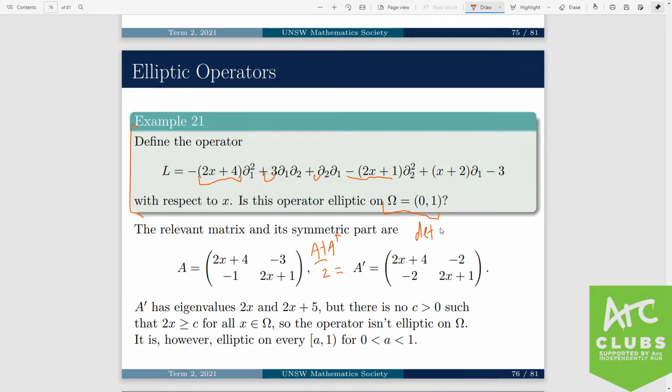So we do that by solving this, in case you forgot. So you find the lambdas that satisfy this. In our case, our eigenvalues would be 2x and 2x plus 5. However, within this region, so the region is 0 to 1, even though both of them are strictly positive, we don't have a strictly positive lower bound. Because as x approaches 0, then 2x approaches 0, which means we can't find a strictly positive lower bound for these eigenvalues for all values of x. And as a result, this means that this operator is not elliptic.